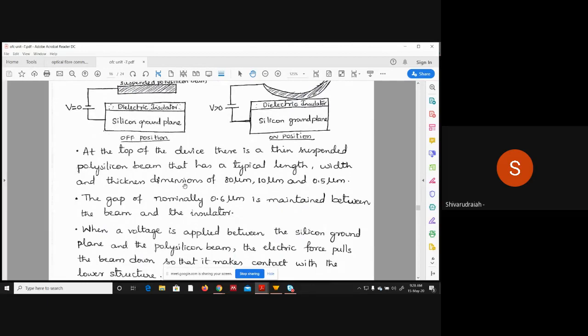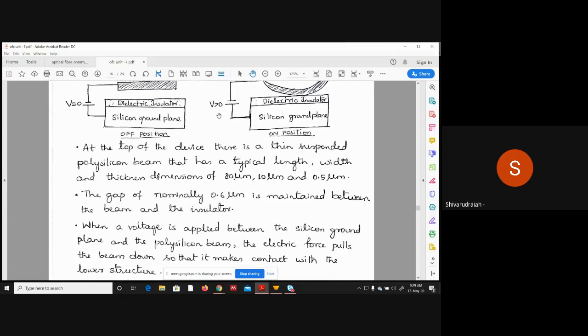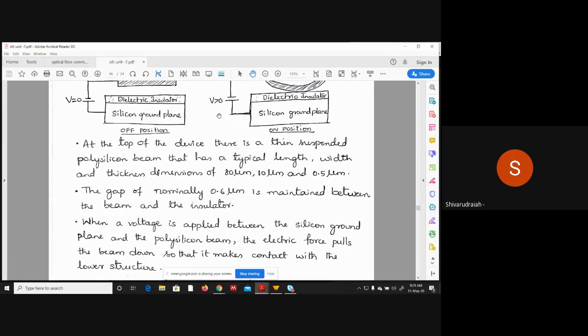The first setup is where we have not applied any voltage between the silicon plane and the suspended polysilicon. You can see on the left hand side, the voltage applied between the suspended polysilicon beam and the silicon ground plane is zero. The first setup we call the off position of a MEMS based switch, and the second is called the on position of a MEMS based switch. The on position is where you apply some voltage greater than zero between the silicon ground plane and polysilicon beam.